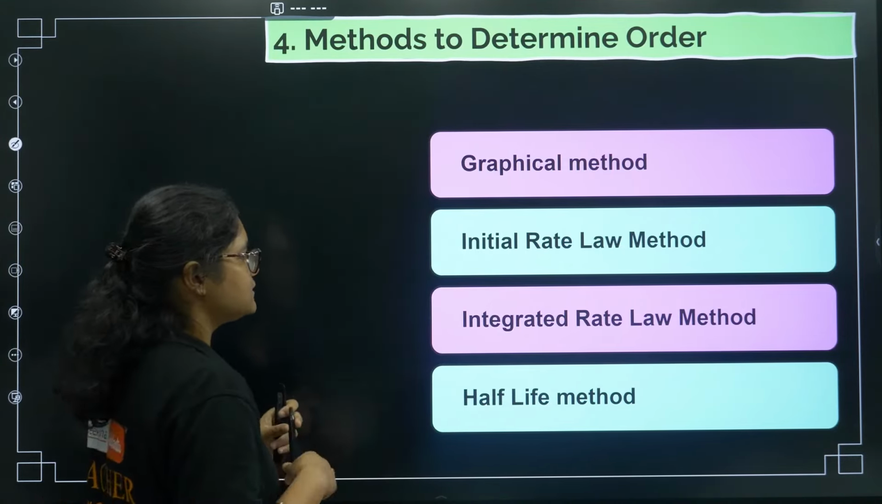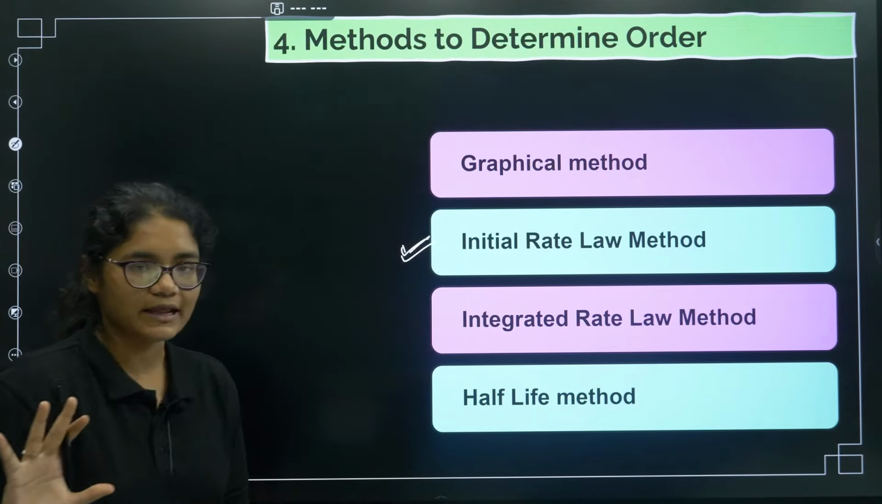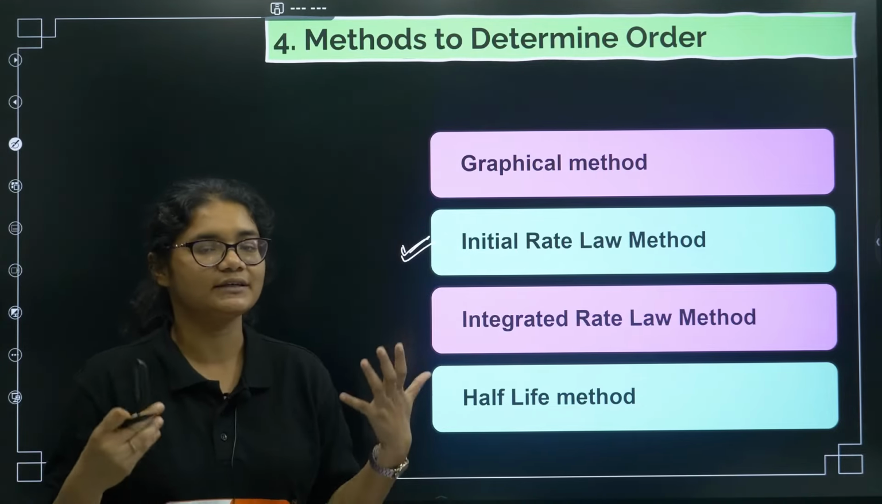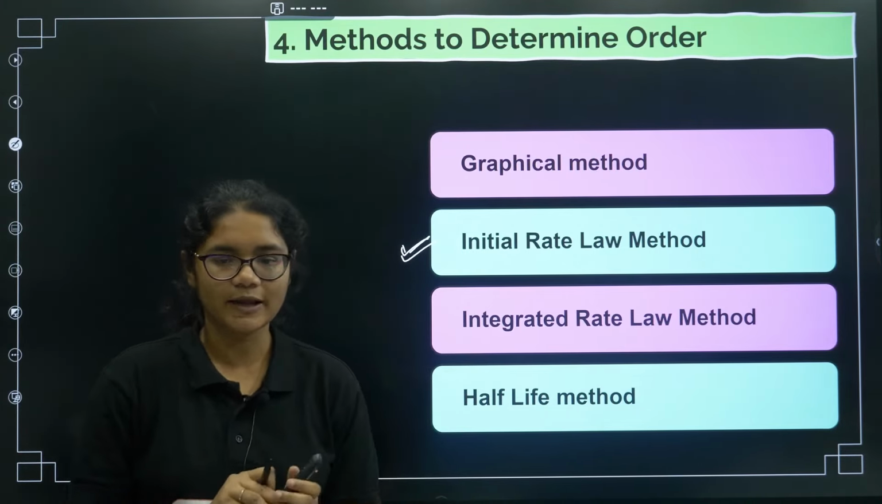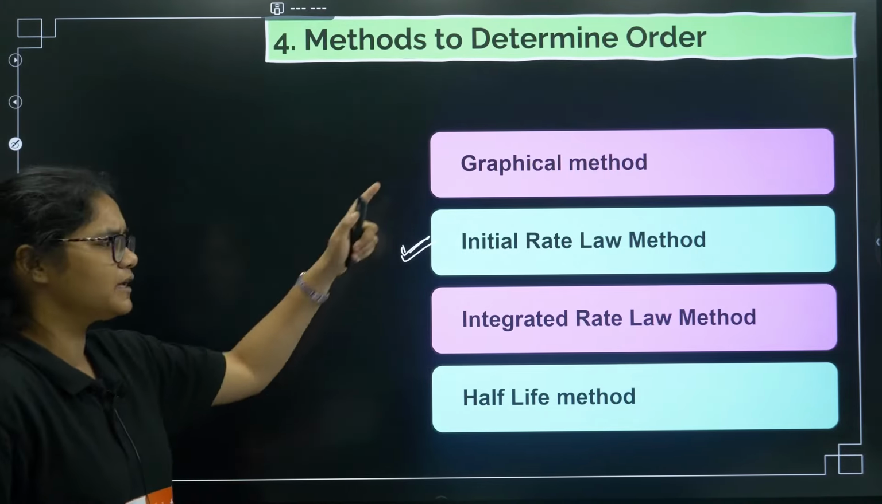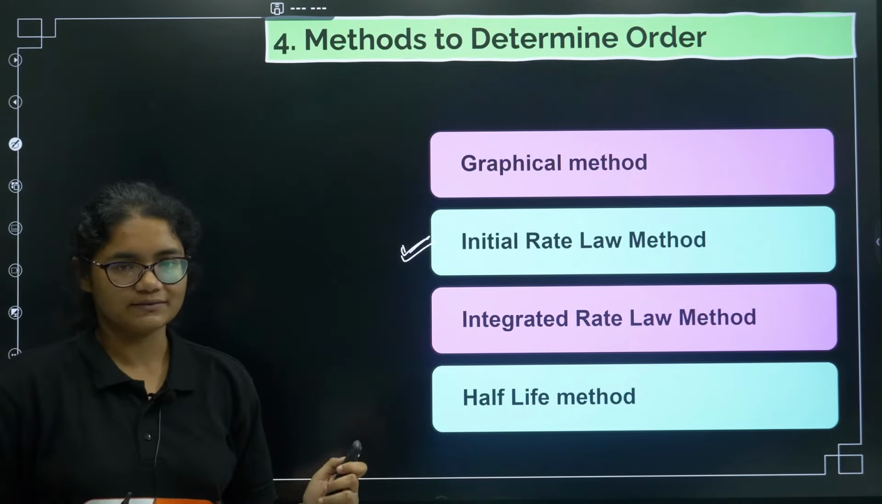So generally questions have been asked mostly from this one, okay, but we will study all the methods so that if any question is asked, we are not stuck and we are able to solve those questions. So let us start with the first method. I will be giving one question for all these methods and quickly we will understand how to do this.